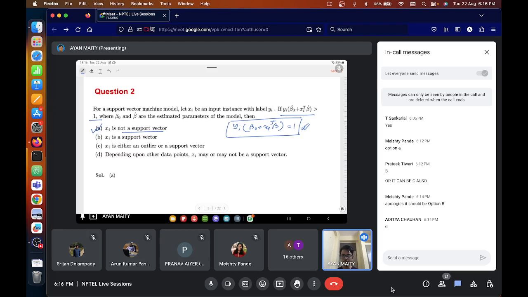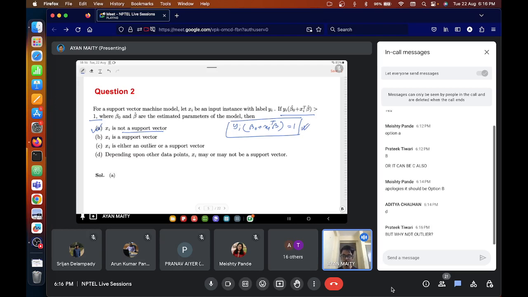Option B, which says xi is a support vector, is obviously not correct. Option C says it is either an outlier or a support vector. It cannot be a support vector, that's why option C is also not correct. And option D says that depending upon other data points, xi may or may not be a support vector. So it doesn't depend on the other data points. For a support vector, this quantity has to be equal to 1. So the correct answer is option A.